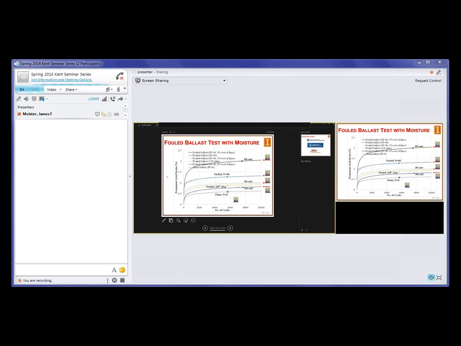But if you keep increasing, it ruins everything. It fails the specimen very quickly. So we could not perform another 12% wet test because it would destroy our LVDTs.